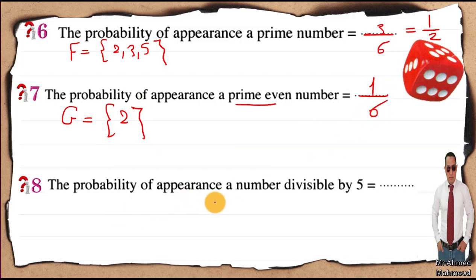The probability of appearance of a number divisible by 5. I have 1, 2, 3, 4, 5, 6. The only number divisible by 5 is 5. So this event, I'm going to call it H. H equals the set of 5, so it is 1 out of 6 events.